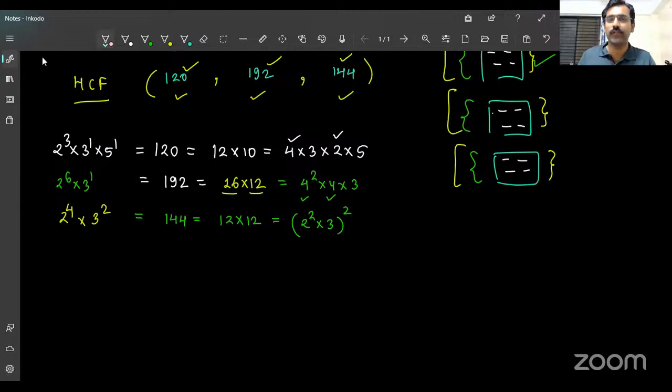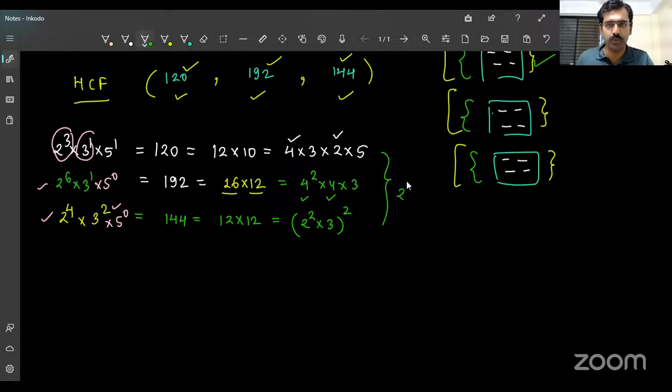In LCM, we look for the higher powers. But in HCF, we look for the lower powers. For example, 2 has the least power 3 here, because 6 and 4 are greater. 3 has the least power 1 here, because 2 is greater. 5 does not have the least power 1, because as you can see, there is no 5 here. So the least power of 5 is 0. So the HCF here is going to be 2 to the power 3 into 3 to the power 1, which is 8 into 3, which leaves you with 24. So your HCF is going to be 24 here.